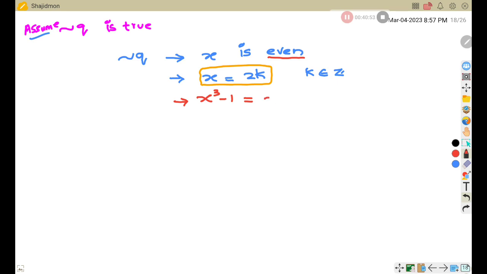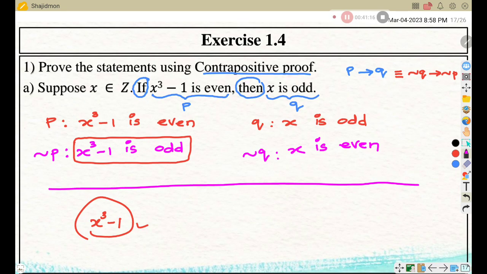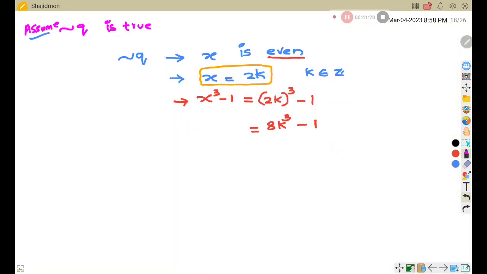Instead of x, we are writing (2k) power 3 minus 1, correct? Now just simplify that one: 2 power 3 means 8, k power 3 means k cube, minus 1, correct? Now we need to check whether this number is odd or even, okay? If we get x power 3 minus 1 as an odd number, negation p is also true, okay? So just check whether this is odd or even.